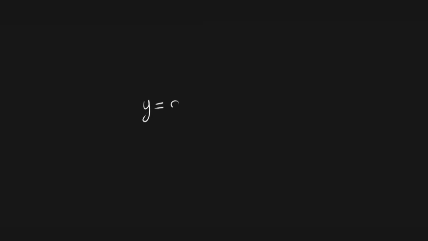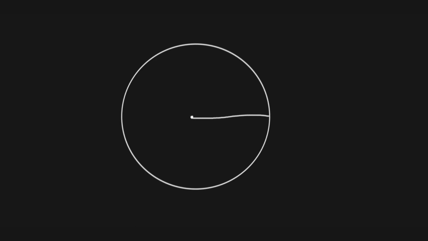P is for pi, 3.1415926 and so on. Q is for quadratic equation. When an equation's highest exponent of the variable is 2, it's called a quadratic equation. R is for radian. It represents the size of the angle subtended at the center of the circle by an arc whose length is equal to the radius of the circle.